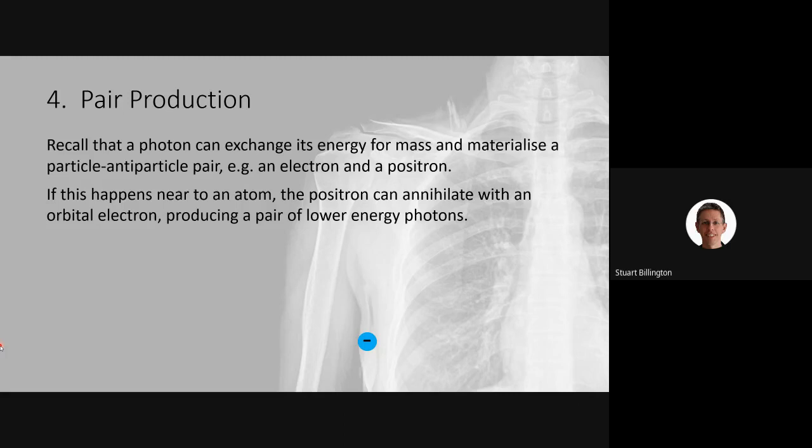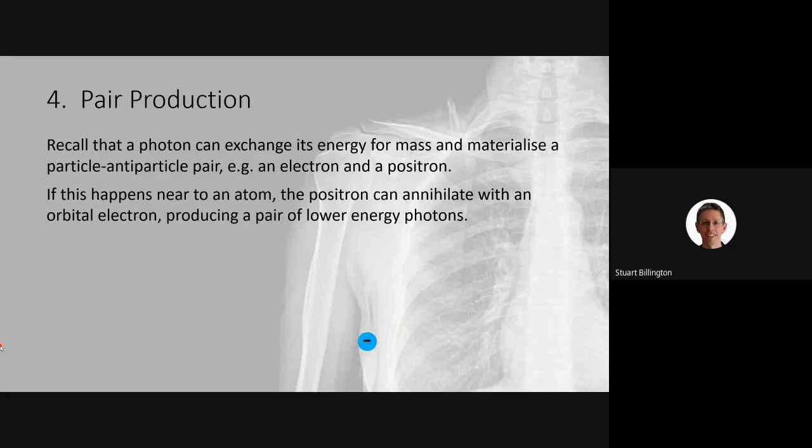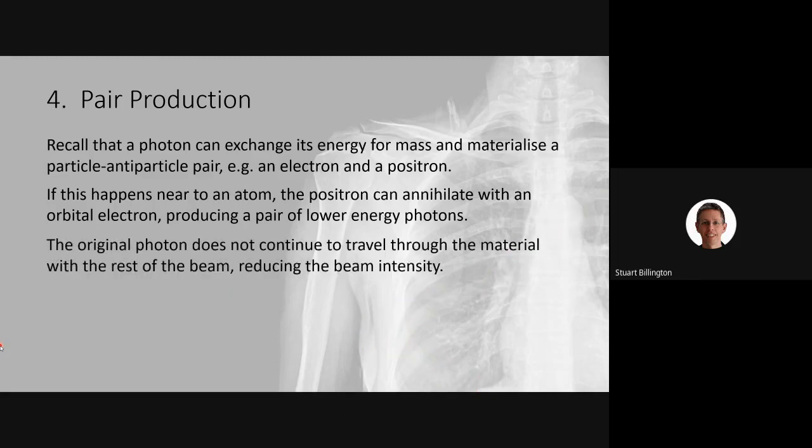Now that's a little aside, but what we're talking about here is what happens if it pops into existence as an electron-positron pair while it's inside your tissues. Well, what might happen then is that the positron might end up annihilating with an electron in one of your tissues.